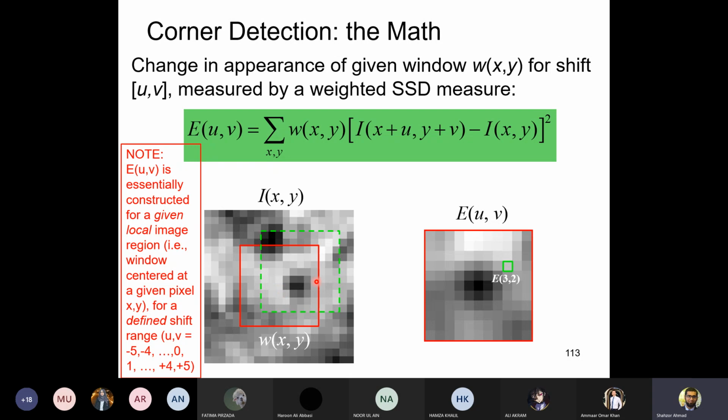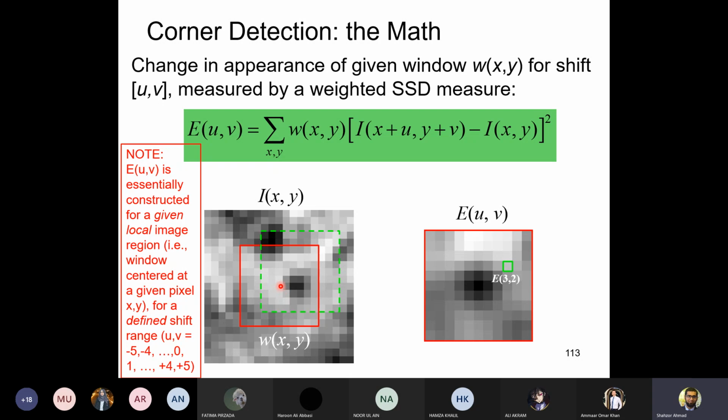ठीक है? So for instance, at the moment, the way it is depicted on this slide, we are analyzing this region. In other words, we are trying to ascertain whether this pixel here, the center pixel here, is a corner or not. So if we want to do this for every possible pixel that is present in the image, we have to center this local region at every possible pixel in the image. So for now, we are doing it at this pixel here.